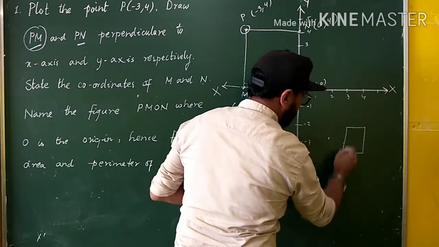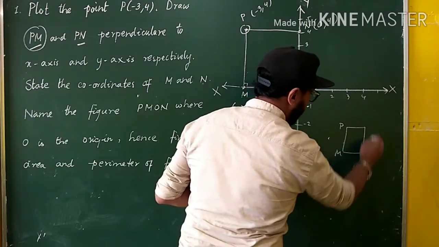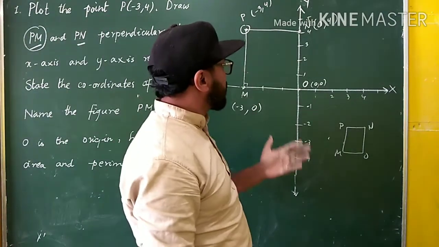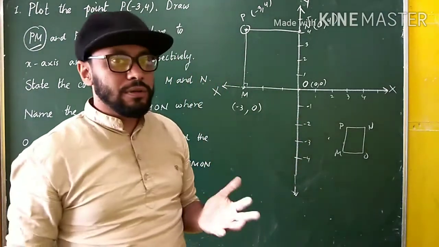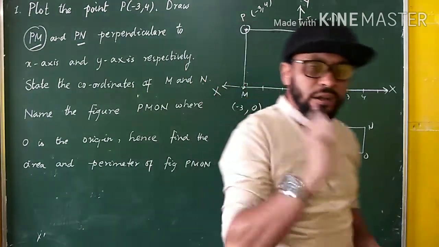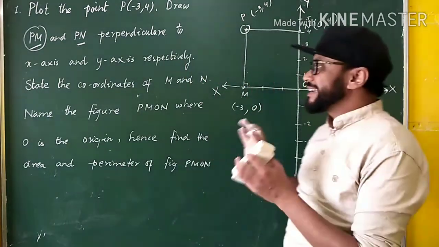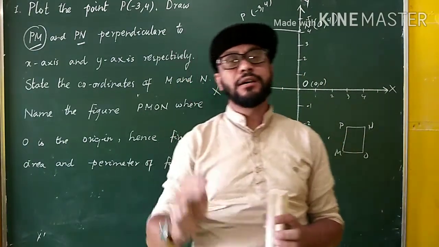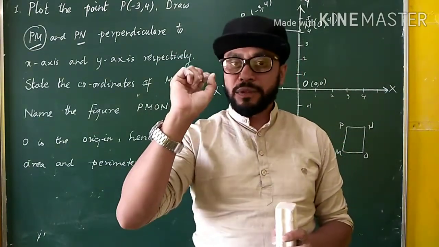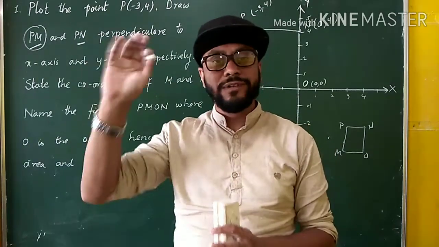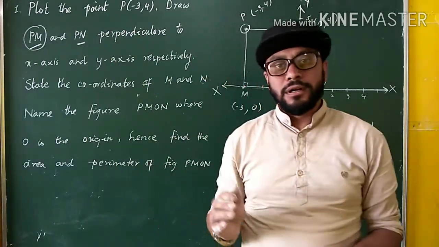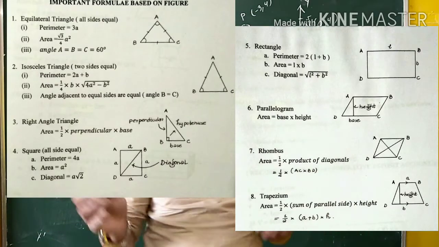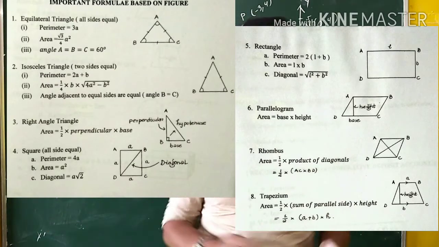Now let's separate this one. PMON. Now what kind of quadrilateral is it? Whether it's a rectangle or a trapezium or a square. So let's find it out. Now another important thing. Since we are finding the area and perimeter and what kind of figure it is, you have to have the basic idea of all the shapes and the formulas to find the area and perimeter of different figures. Okay, so here are some of the formulas. You can go through them. That will help you to find the area and perimeter of different figures.